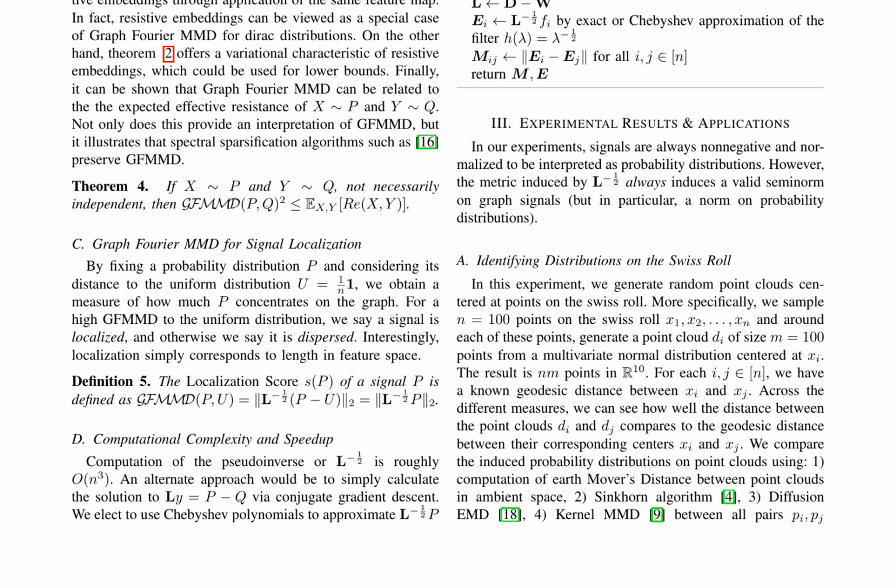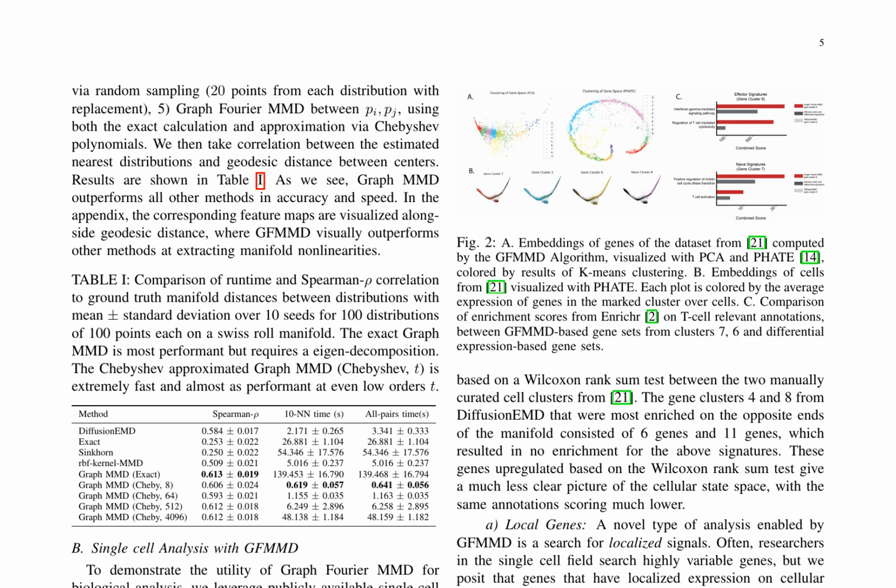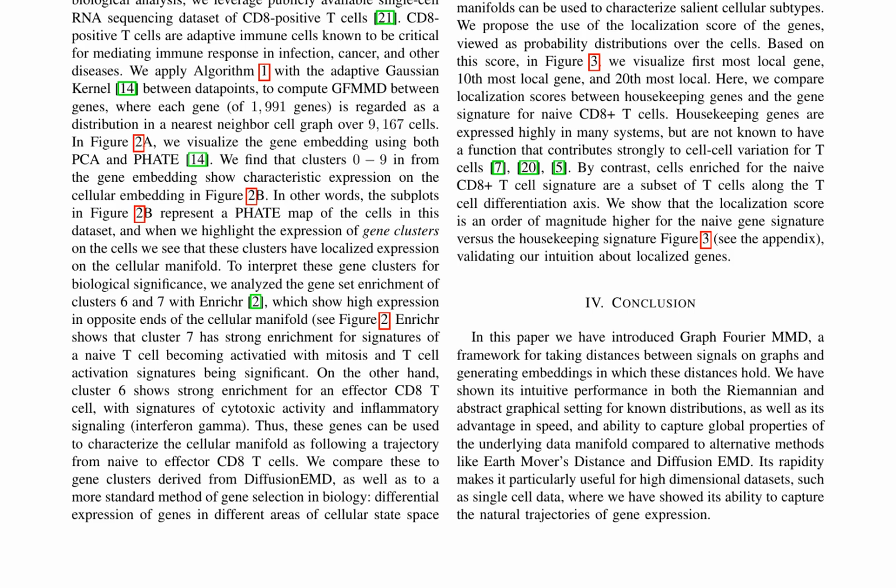of signals on graphs. This research paper introduces Graph Fourier MMD, a novel framework for measuring distances between signals on graphs and generating embeddings that preserve these distances. The framework is shown to outperform existing methods in terms of accuracy and speed, particularly in high-dimensional datasets such as single-cell RNA-sequencing data. The authors evaluate the performance of Graph Fourier MMD on a Swiss roll manifold, comparing it to other methods such as diffusion EMD, Synchrn, and RBF kernel MMD.